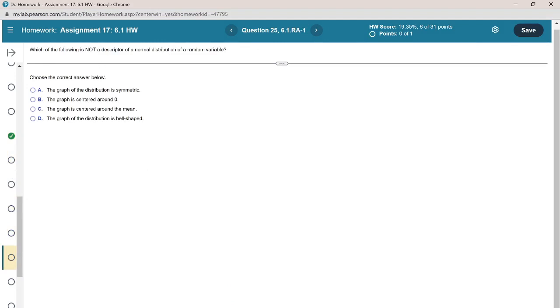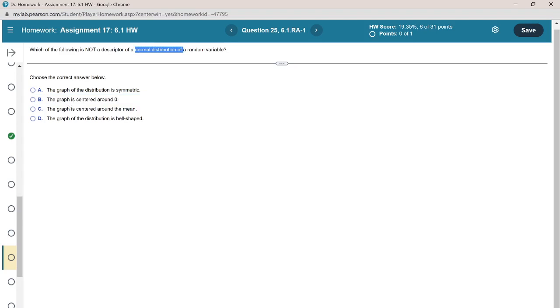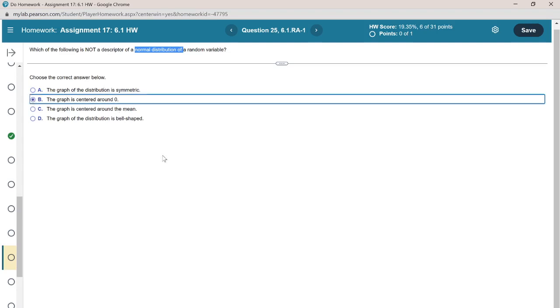Which of the following is not a descriptor of a normal distribution of a random variable? Choose the correct answer below. The graph of the distribution is symmetric. We are trying to find out which one is not normal distribution. The graph is centered around zero. The graph is centered around the mean. The graph of the distribution is bell-shaped. We know that is true for the normal distribution. The graph is centered around the mean, that is also true. The graph is symmetric, that is also true. But the graph is centered around zero, that is not true, because that's for the standard normal distribution.